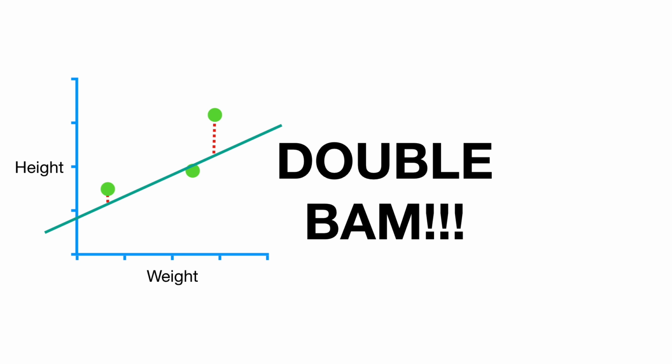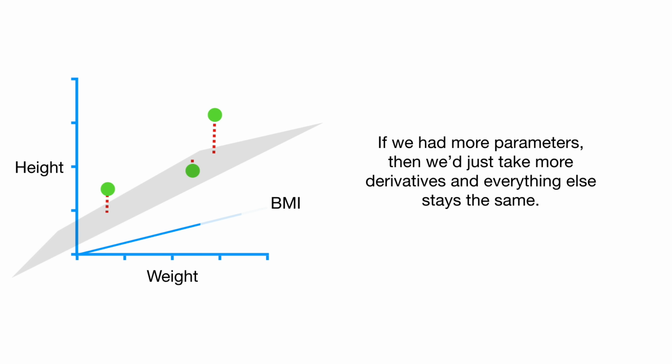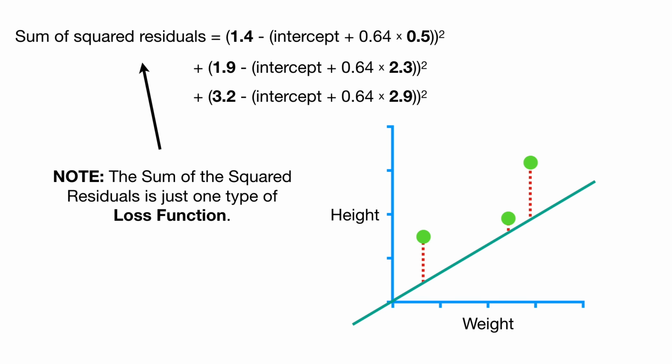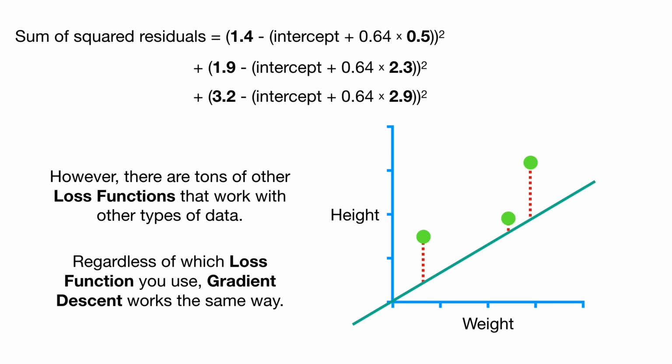Double bam! We now know how gradient descent optimizes two parameters, the slope and the intercept. If we had more parameters, then we just take more derivatives and everything else stays the same. Triple bam! Note, the sum of the squared residuals is just one type of loss function. However, there are tons of other loss functions that work with other types of data. Regardless of which loss function you use, gradient descent works the same way.